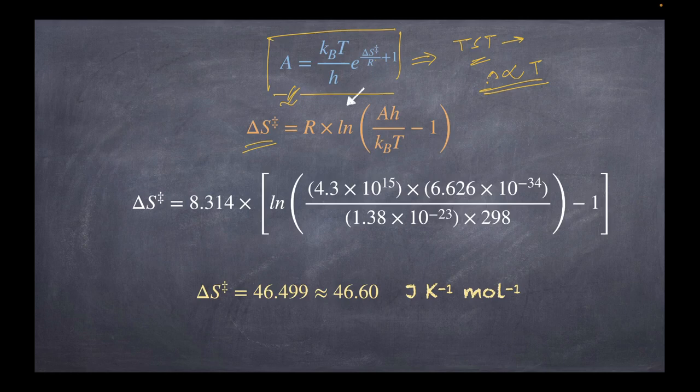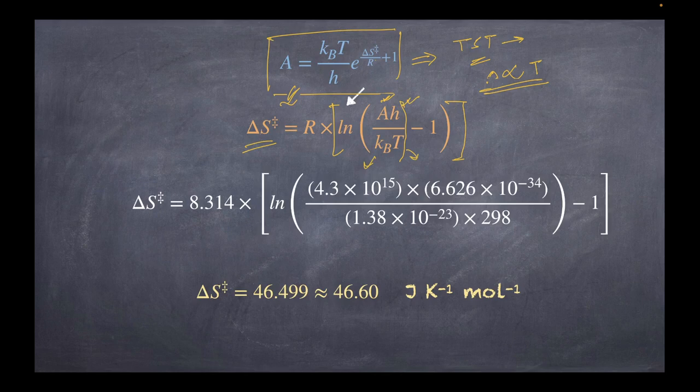We have to find this value. So it is equal to R times ln of the bracket, which is R times ln of A h divided by kBT, minus 1. We know all these values. We know the value of the pre-exponential factor A, which is given in the question. H, that means the Planck constant, we know the value. kB we also know.